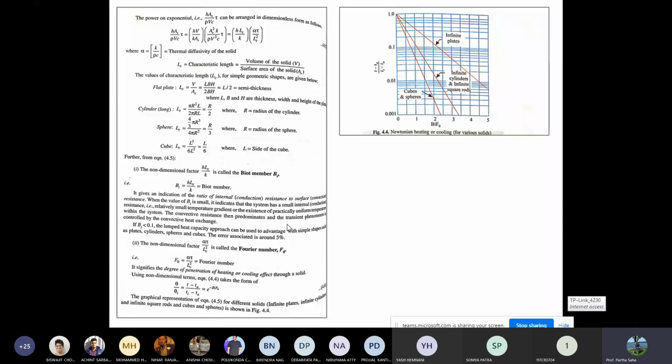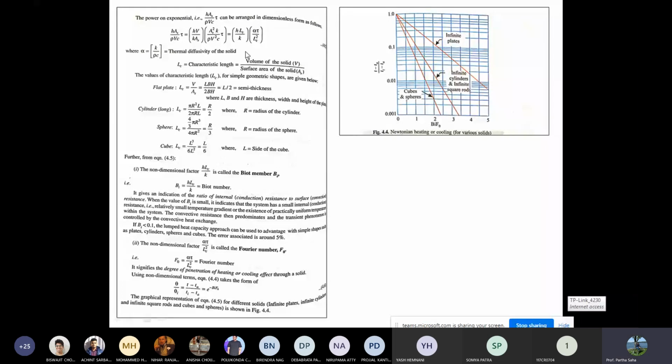If Bi is less than 1, the lumped heat capacity analysis can be applied, and generally for Bi less than 0.1, we can use this expression. Now another term, alpha tau by Lc square. This term is called the Fourier number, given by Fo, alpha tau by Lc square, which indicates the degree of penetration of heating or cooling, like how much depth the system is going to penetrate during the heating or cooling.